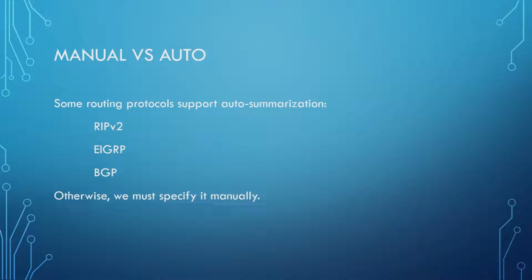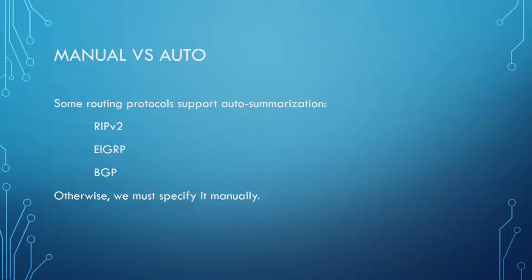Alright, so now we can start. Now that we know what route summarization is, we can start to consider the difference between manual and automatic route summarization. Some routing protocols do support auto-summarization, so RIP version 2, EIGRP, and actually BGP. Otherwise, we specify the summarization manually.